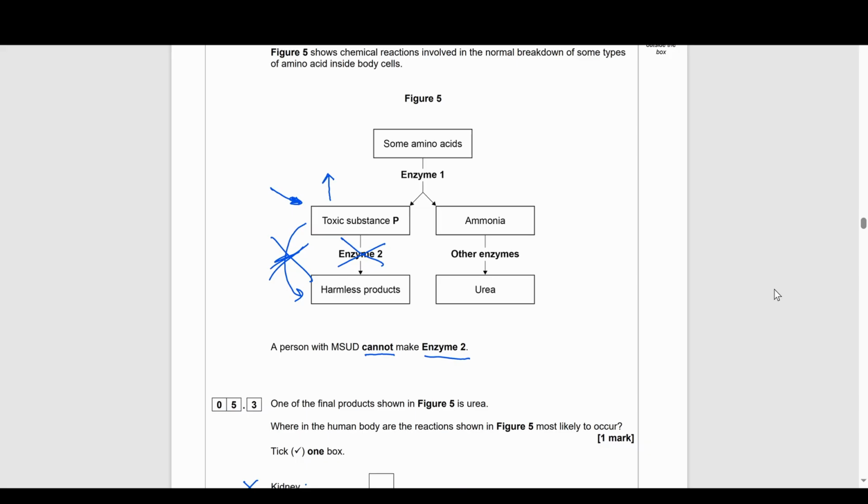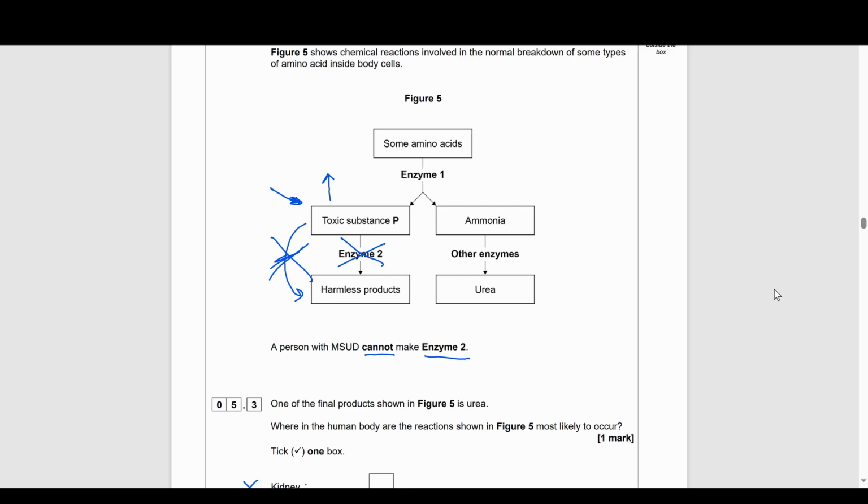Amino acids we're supposed to get from our diet, from consuming proteins. What's supposed to happen to these amino acids? Well, once they form from proteins, they go to our small intestine and then are absorbed into our blood. So the problem is that some amino acids are converted into toxic substance P. So it probably means that the same mechanism to get the amino acids into our blood is what's going to cause the toxic substance P to go into our blood.